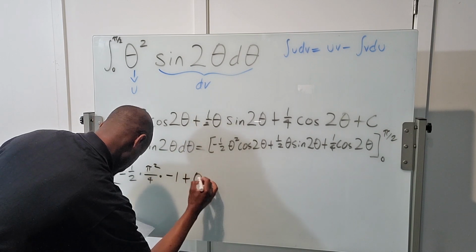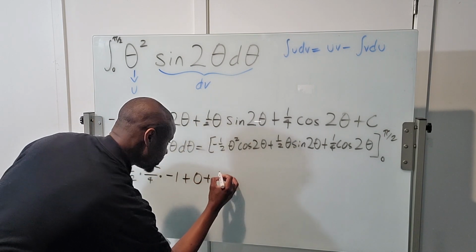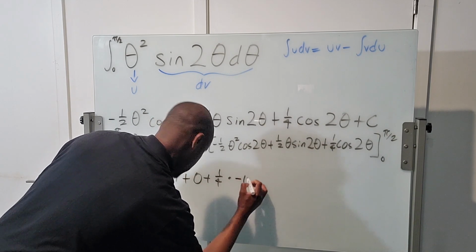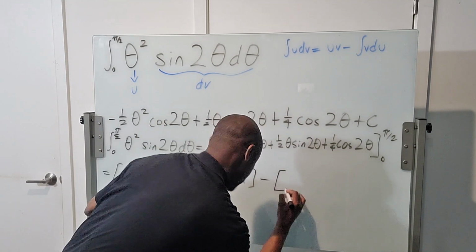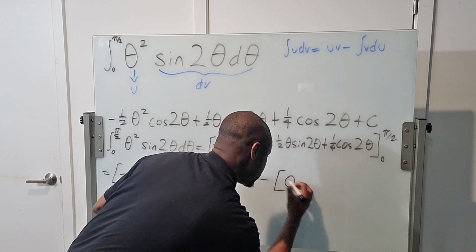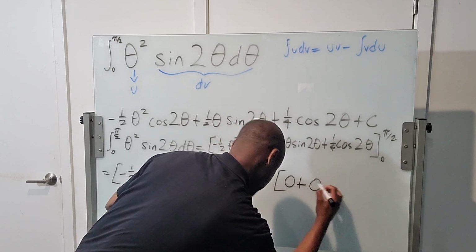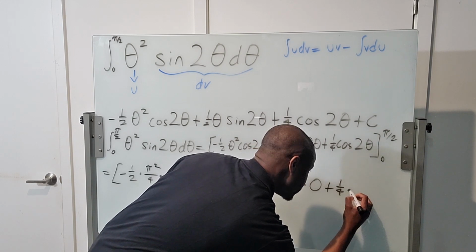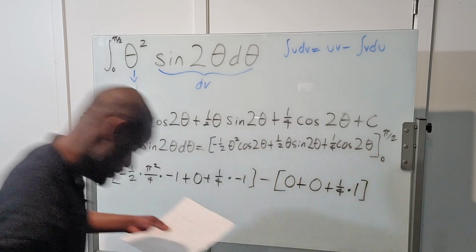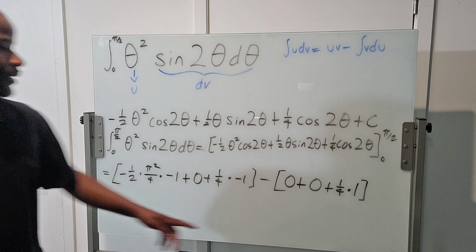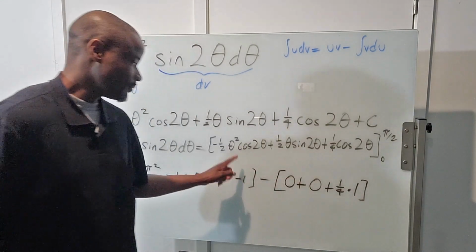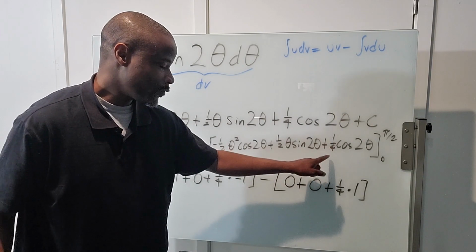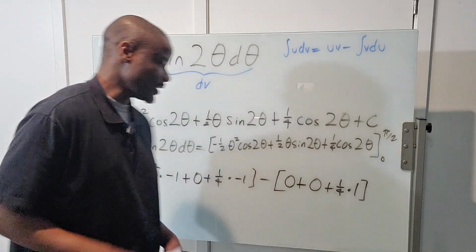plus 0 plus 1/4 minus 0 plus 0 plus 1/4 times 1. Yeah, and that's for our zeros here. That goes to 0, that goes to 0, and then we have a 1/4, cosine of 0 is 1.